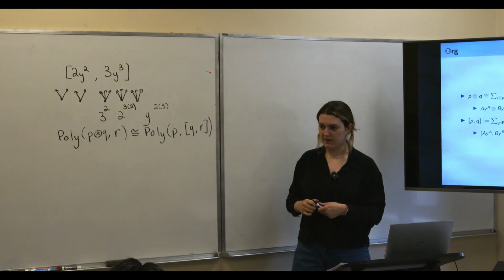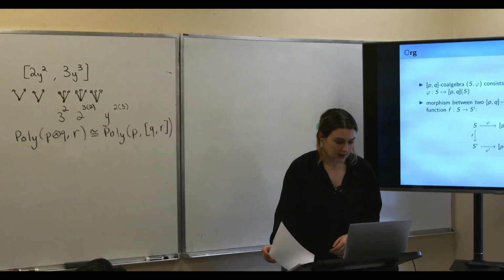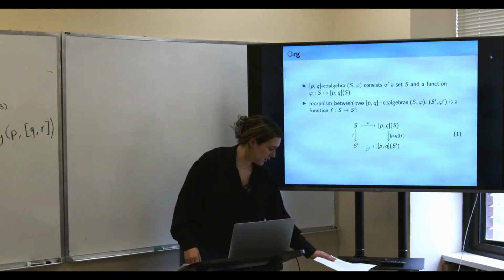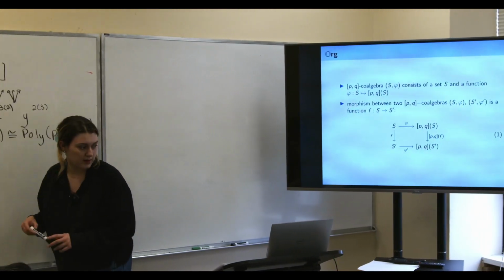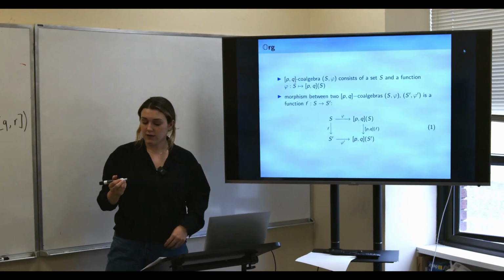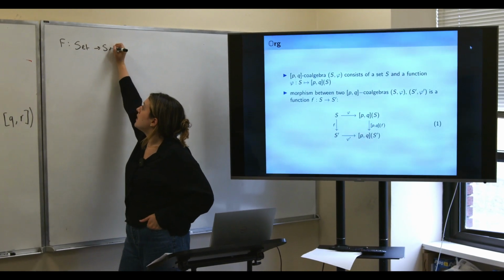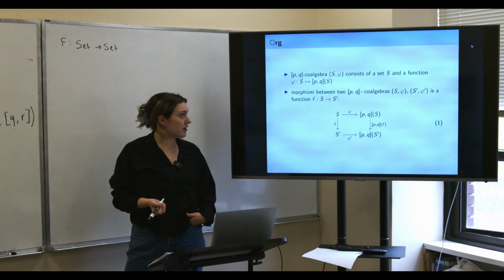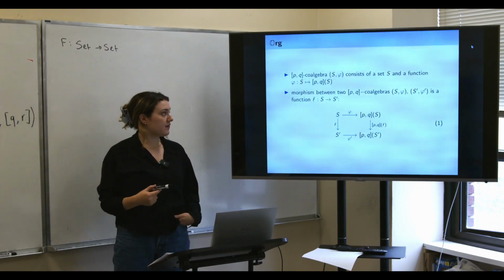So it's going to respect the tensor hom adjunction. Okay, so another thing we need to talk about for the category Org of dynamic organizations is the idea of a coalgebra. So in general, given any functor F from Set to Set, an F-coalgebra is going to consist of a set S and then a function phi from S to F of S.